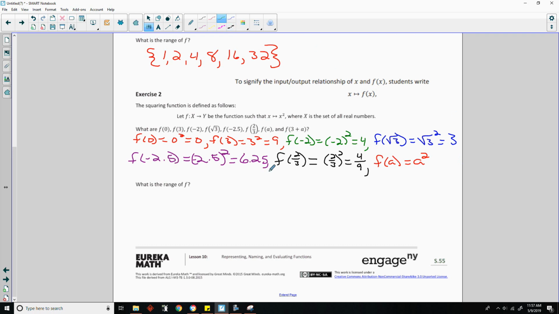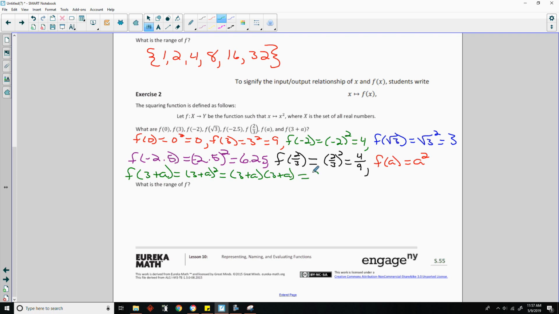And finally, f of 3 plus a. This one we need to be careful. This is a binomial. And when you square a binomial, you don't just square each term. F of 3 plus a means 3 plus a quantity squared, which means what's in the parentheses gets multiplied by itself. So that means 3 plus a times 3 plus a. And we distribute repeatedly, that some people call FOIL.